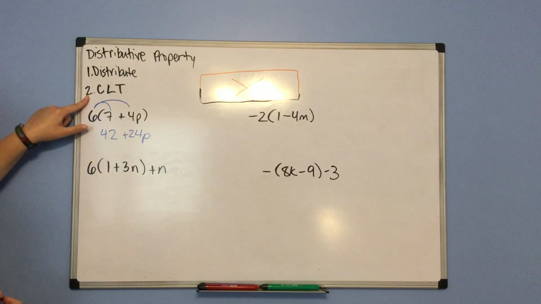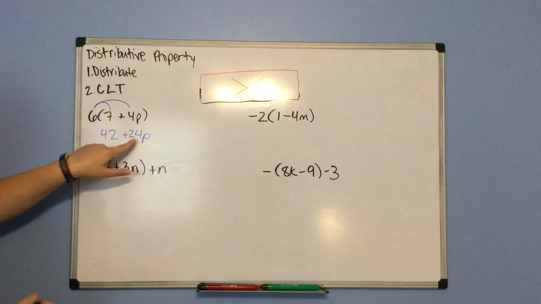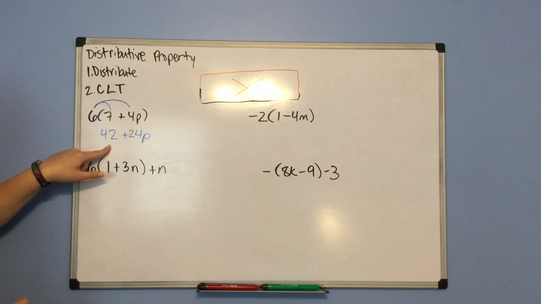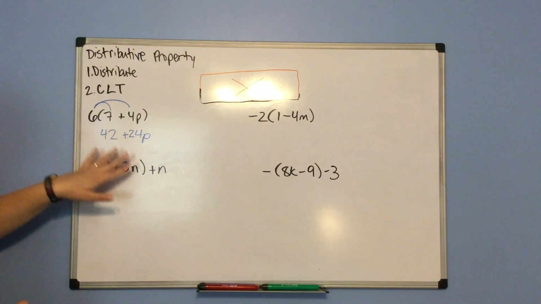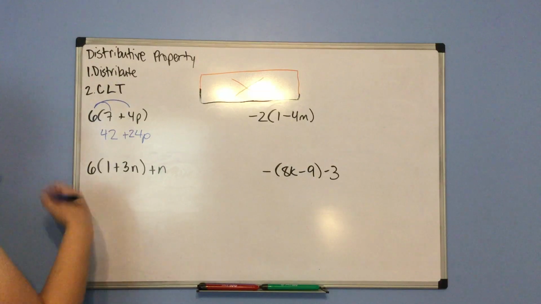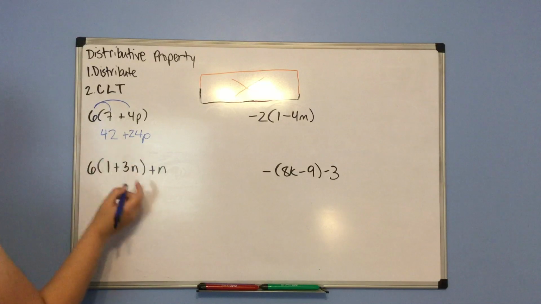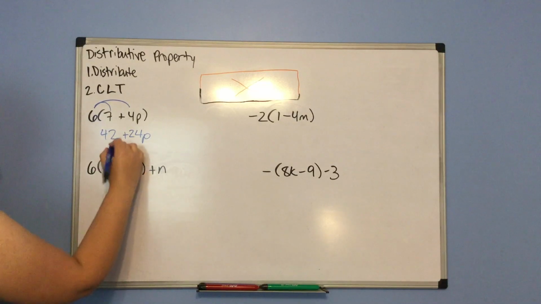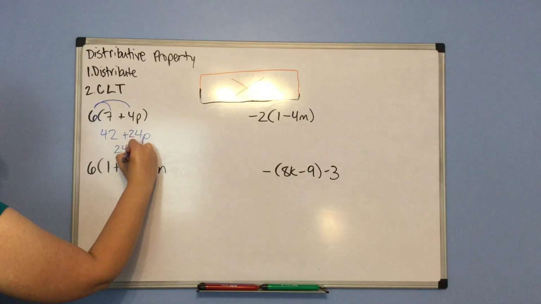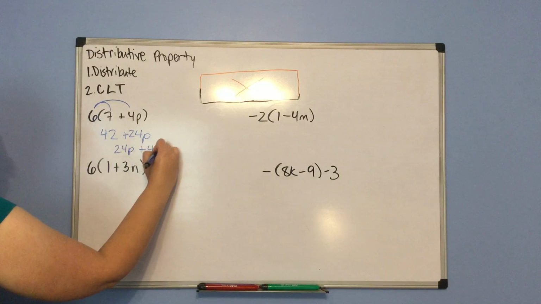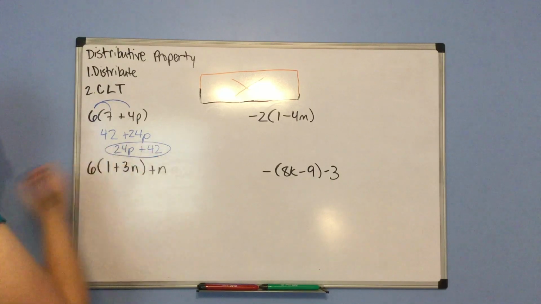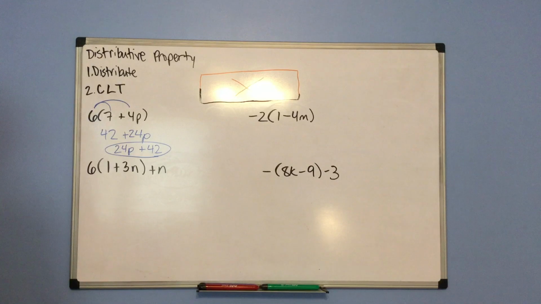I'm done with my distributing now. Now I need to check to see if I have any like terms to combine. This term has a p in it. This one does not. So they are not like terms. Technically, this is a good final answer, although I know we're used to writing our answer in standard form. So if we want to write our answer in standard form, it would look like this instead: the 24p in front, and then the 42. That's all we had to do there.